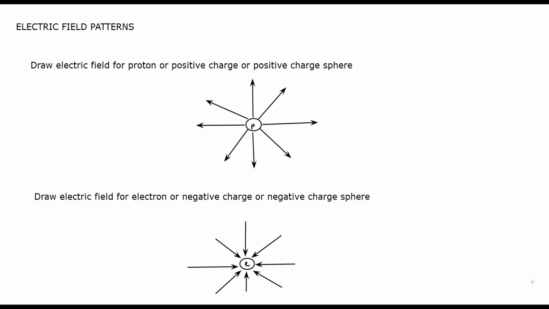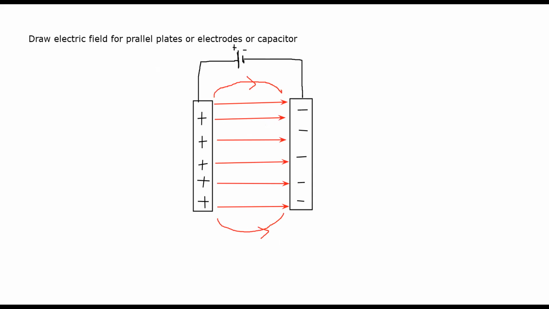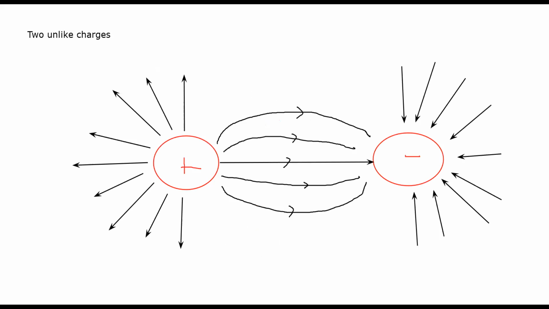Like, how many arrows should we make? No, that is a different thing. That is the strength. The number of arrows represents the strength. That is up to you, how many arrows you want to draw. But there's a pattern, from positive to negative. The number of field lines you want to draw is variable. Some students may draw 5 field lines, some will draw 6. So that can vary from student to student.